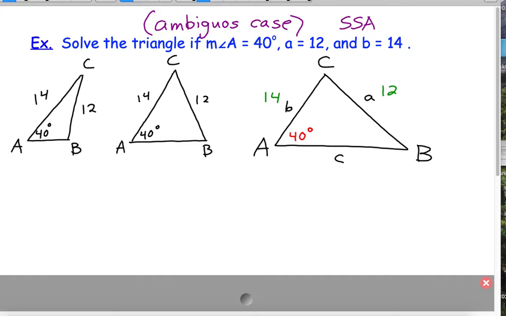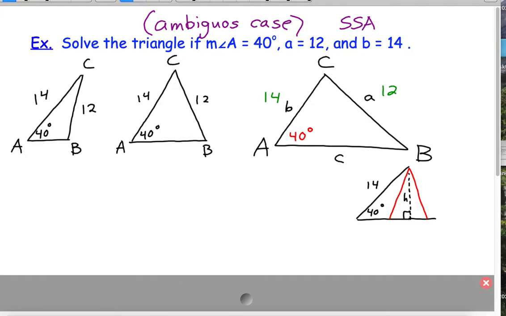Now it gets even a little more complicated than this. Let me draw this for a second. Let's say we have here 14, 40 degrees, and let me draw an altitude straight down. That's going to be the shortest segment, as opposed to if I extend this side and going this way or this way. So that shortest segment, that's H.